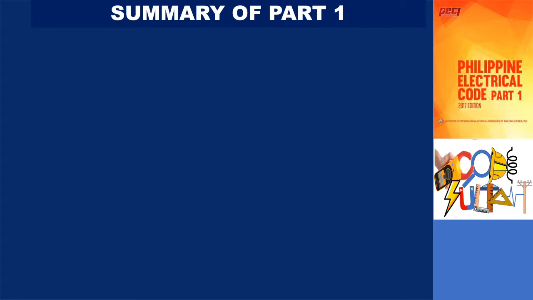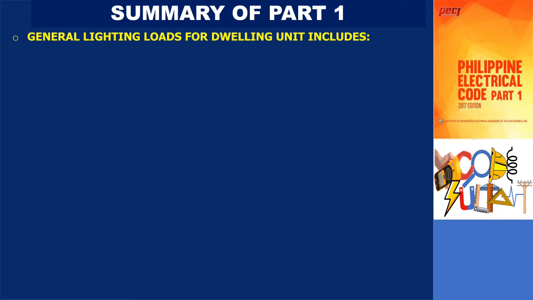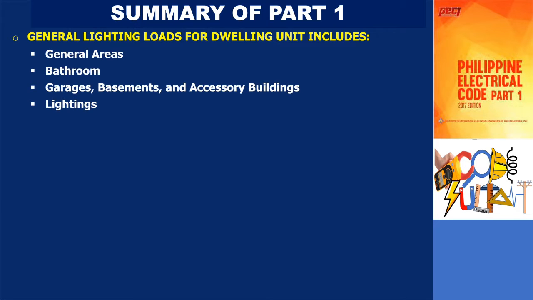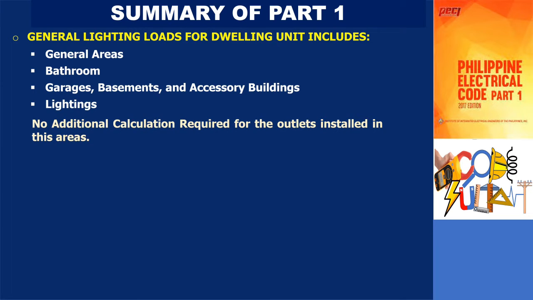In the first part of our branch circuit calculations, we covered the code rules regarding general lighting loads specified in section 2.20.2.3. This section includes receptacle outlets in general areas such as living rooms, bedrooms, hallways, and similar areas, as well as bathroom circuits, laundry circuits, outdoor areas, garages, basements, and accessory buildings and lightings. It's important to note that no additional load calculation is required for these outlets.